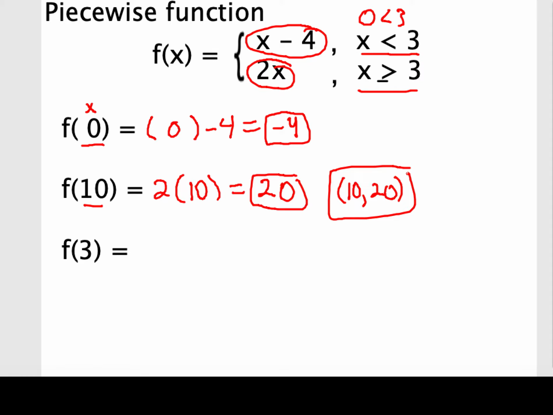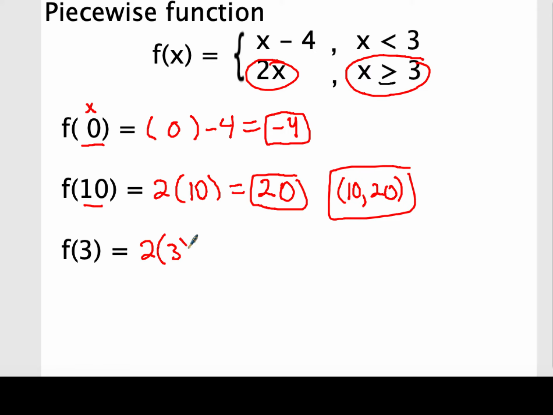How about f(3)? Let's take that 3 and head over to that right side. The first thing we need to decide is which of these two functions we want to use. The first thing we need to look at is where 3 would fit. Is 3 less than 3, or is 3 greater than or equal to 3? Because it's greater than or equal to 3, we're going to use that 2x. So 2 times 3 equals 6, and we've got our answer. We're not going to plug it into both options because it only really fits in one of them.